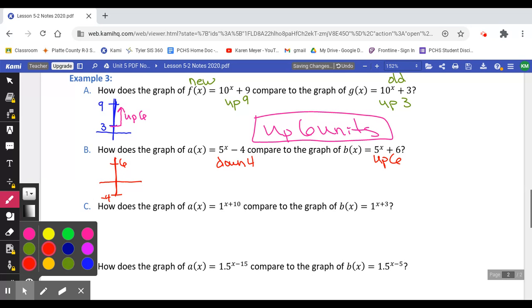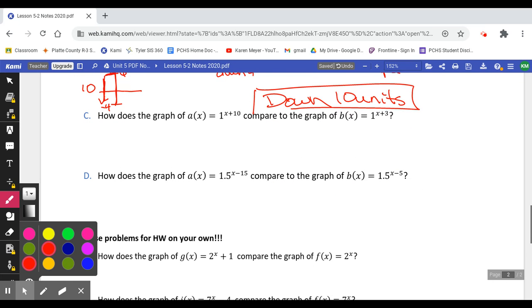Remember, we're starting at 6, because that's my old graph. So I'm starting at 6, and I want to get to negative 4. So is everyone okay? I have to go in a downward direction. And then how many spaces do I have to go down to get from 6 to negative 4? Hopefully everybody says, oh, there are 10 spaces from 6 to negative 4. So my final answer is down 10 units.